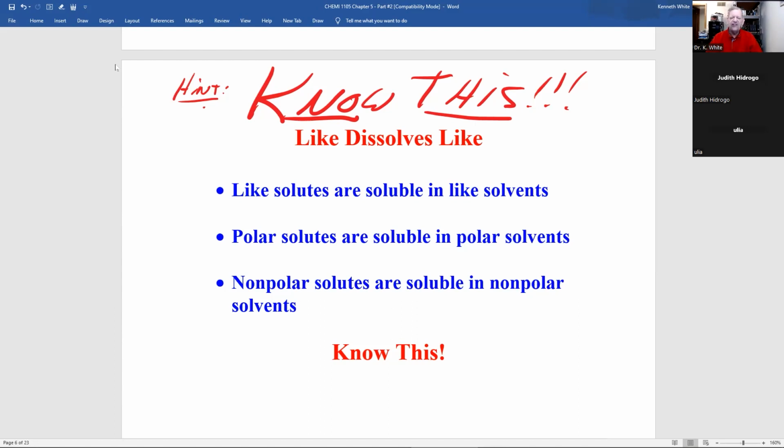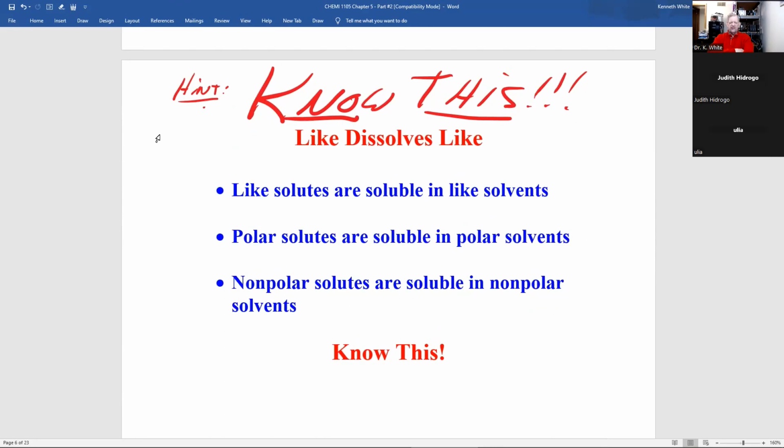It's not a law. A law in chemistry or in any other science is always true. A rule of thumb is almost always true, but not 100%. And the rule of thumb I'd like you to know is like solutes are soluble in like solvents. And what does that mean?